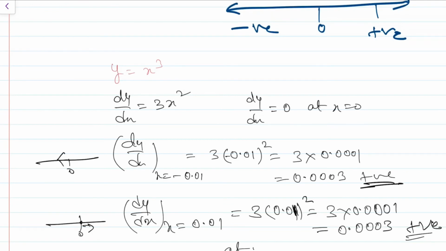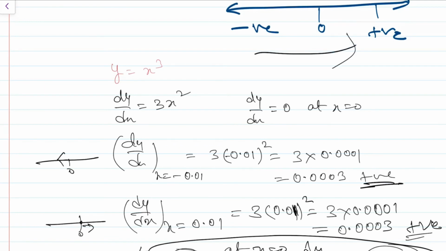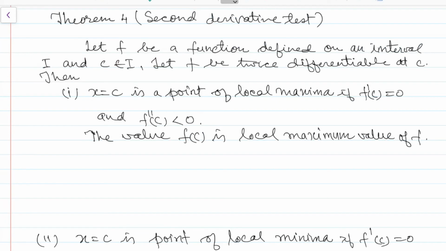So at x equal to 0, dy over dx is 0. Before this, dy over dx is positive, greater than 0, and after this, on the right hand side of 0, it is still positive. So the sign of the first derivative does not change at the points of inflection, but at the minima point it becomes negative to positive. At maxima point it becomes positive to negative, but at point of inflection the sign of the first derivative does not change. Now let us see the second derivative test.